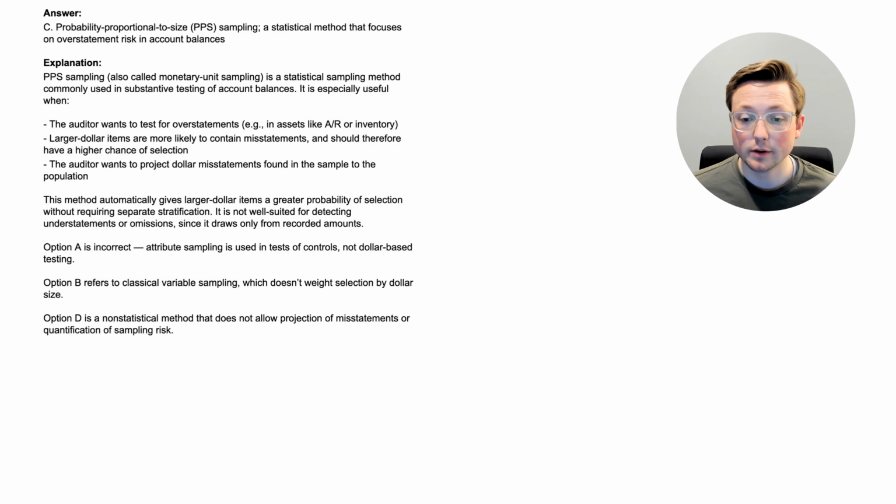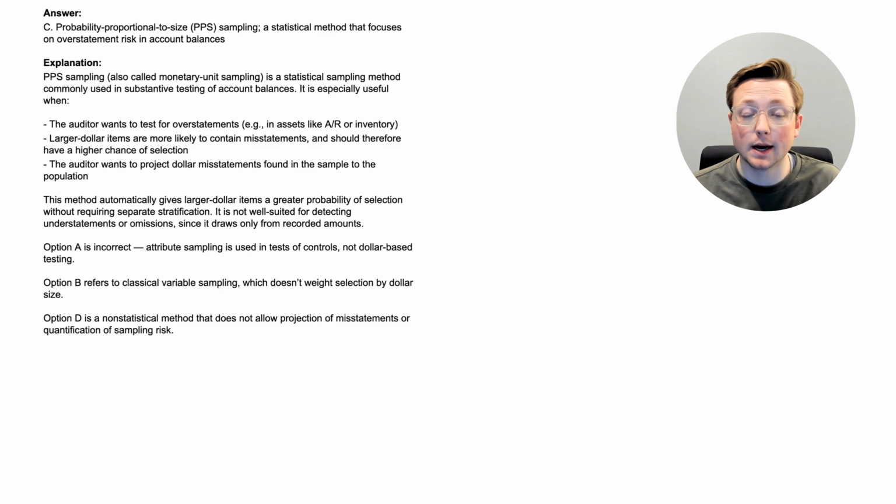It is not well suited for detecting understatements or omissions since it draws only from recorded amounts. So just to make sure that makes sense, probability proportional to size. Essentially, if an account has a higher dollar amount, then it's proportionally larger in comparison to other accounts when it comes to size. Therefore, it is going to have a higher chance of being selected for the sample.